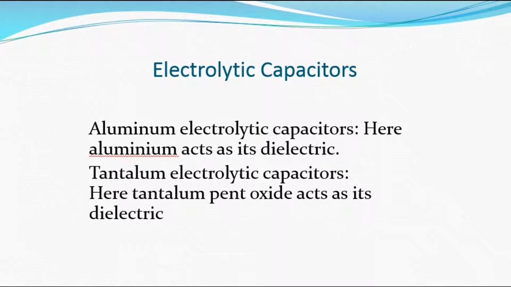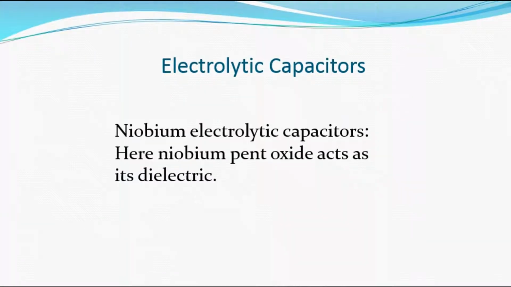Just as I said when I treated the dielectric material, it will be named after the name of that dielectric. If it is aluminum, it will be named aluminum. If it is tantalum, it will be named tantalum. All you need to do is to discover which dielectric material you are dealing with. So aluminum acts as a dielectric and is given that particular name. The tantalum here is the same thing, an electrolytic capacitor, and tantalum pentoxide acts as the dielectric material. Here is the niobium electrolytic capacitor, and here niobium pentoxide acts as a dielectric material.